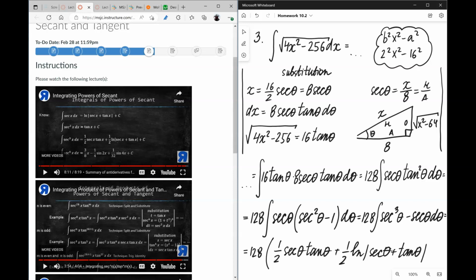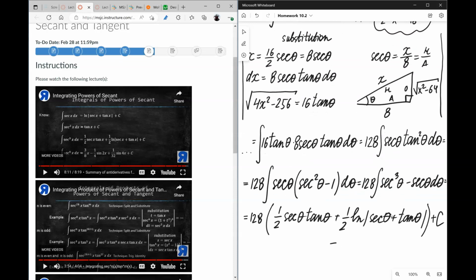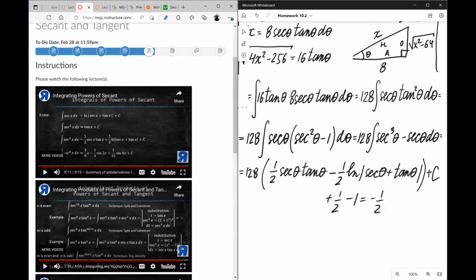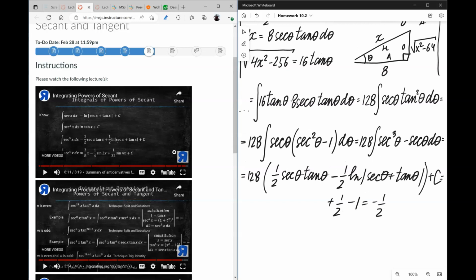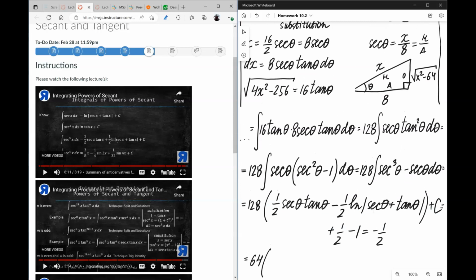And the integral of secant theta is just ln of secant theta plus tangent theta, but if you have plus 1/2 of something and then minus 1, it just becomes negative 1/2. So here I'm just going to change this plus 1/2 to negative 1/2. And the final step is, let's take out 1/2, so we have 64, and now we have to plug in everything for theta to make it in terms of x.